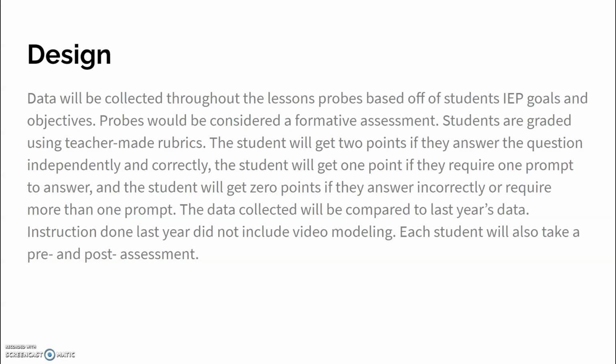So the design: my data was collected throughout my lessons and probes based off the students' IEP goals and objectives. To grade, I use a teacher-made rubric. They get 2 points if they answer the question independently and correctly, 1 point if they require one prompt to answer and they get it correct, and 0 points if they answer incorrectly or require more than one prompt. I collected my data and compared it to last year's data, which was kind of tricky because I stopped collecting data in March due to the COVID closure.